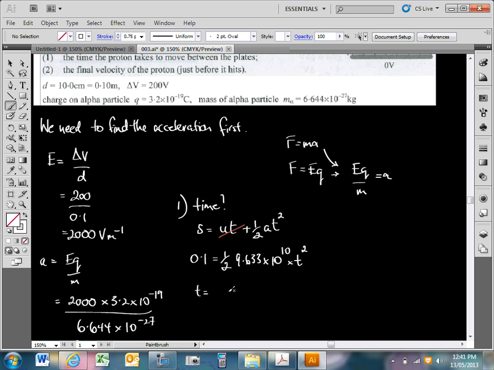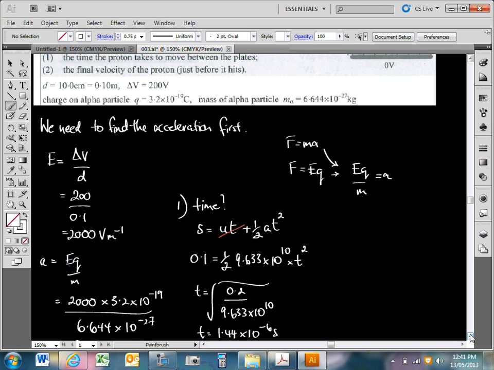And I'm left with t equal to 0.2 on 9.633 by 10 to the 10, all square rooted. And we get a time of 1.44 by 10 to the minus 6 seconds.